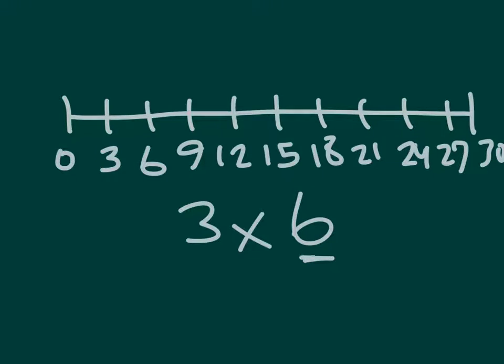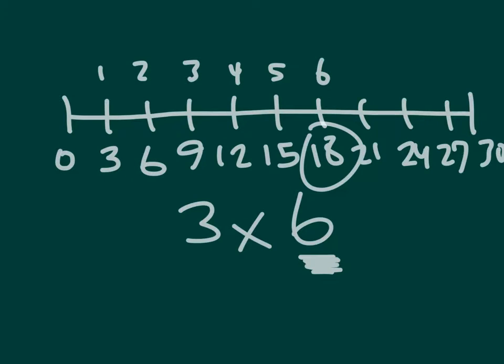And now I want to find 3 times 6, so here's 1, 2, 3, 4, 5, 6. My answer is 18. 3 times 6 is 18. And that's called using a number line.